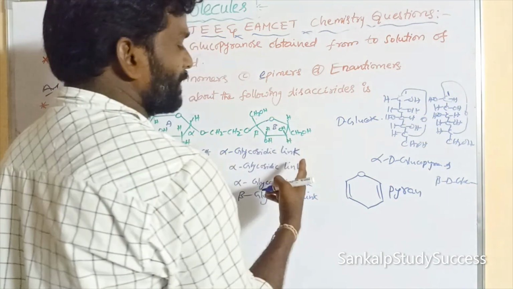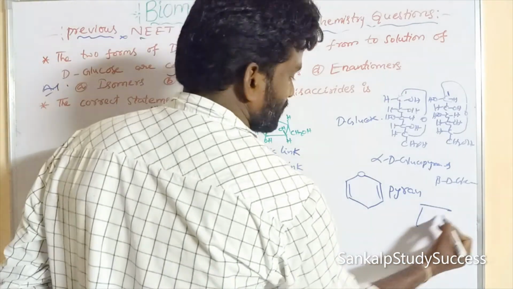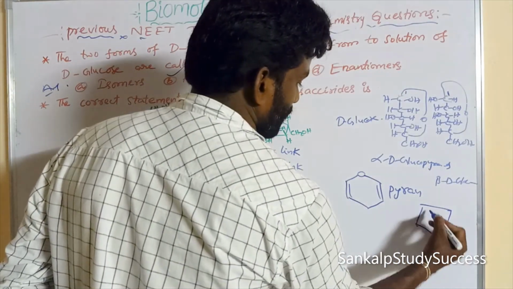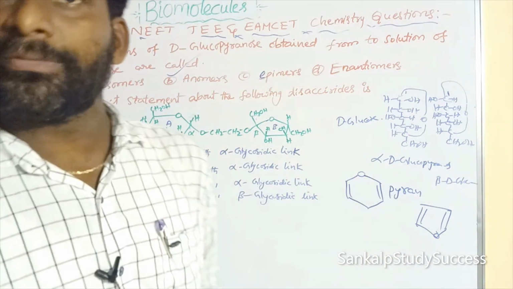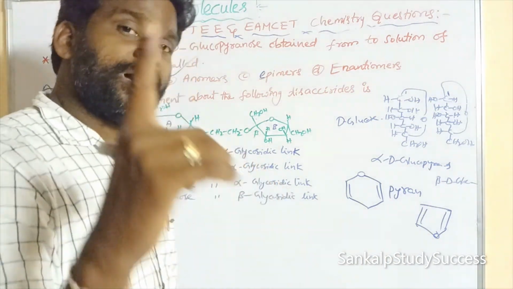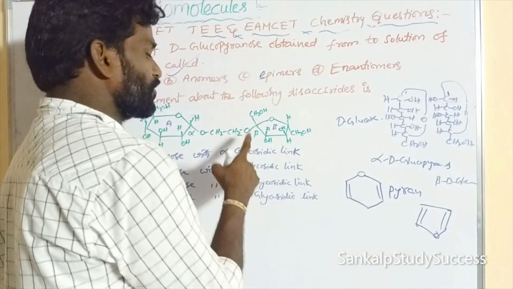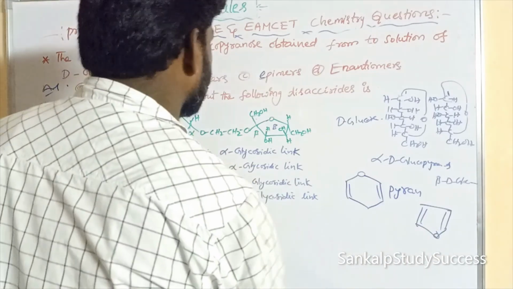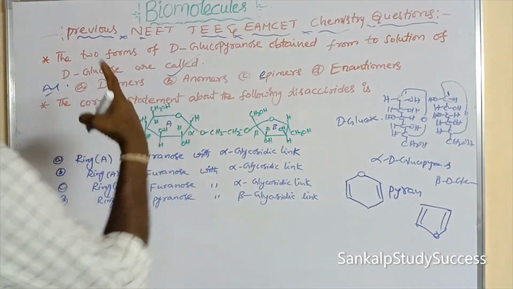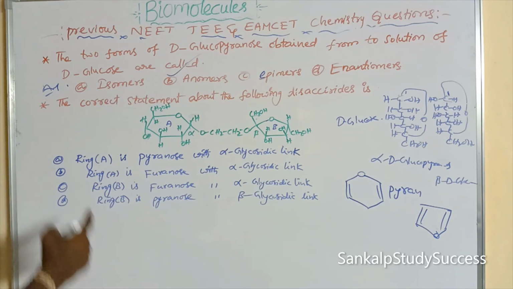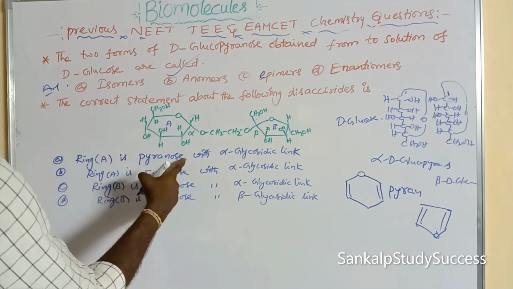This is the 5-membered ring. So this is the furanose. This structure resembles furan. Furan is a 5-membered ring. In the 5-membered ring, 1 is oxygen, remaining 4 are carbons. So the furanose structure resembles furan. So that is the 5-membered ring. So this is the furanose ring, this is the pyranose ring, right? Ring A is pyranose, okay, right?